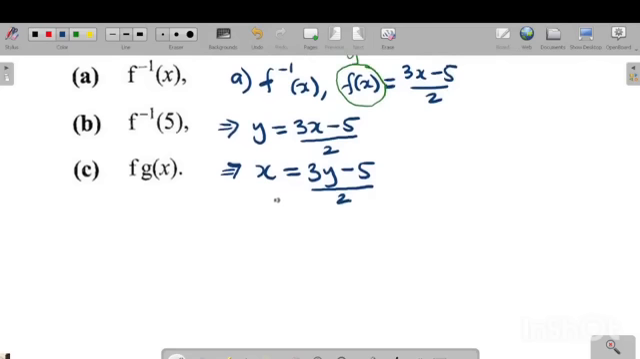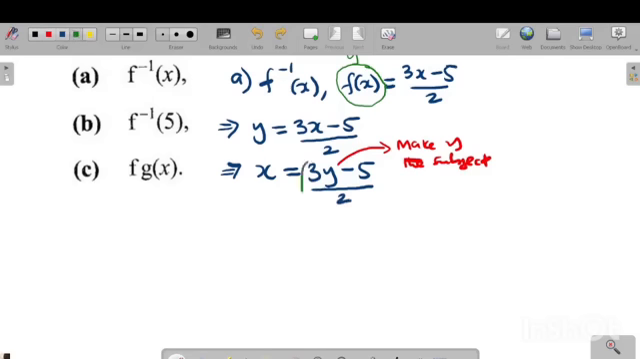At this stage, your aim should be making y the subject, okay? Make y the subject. That should be your aim. All right, for us to make y the subject, we are supposed to first remove the fraction, okay?